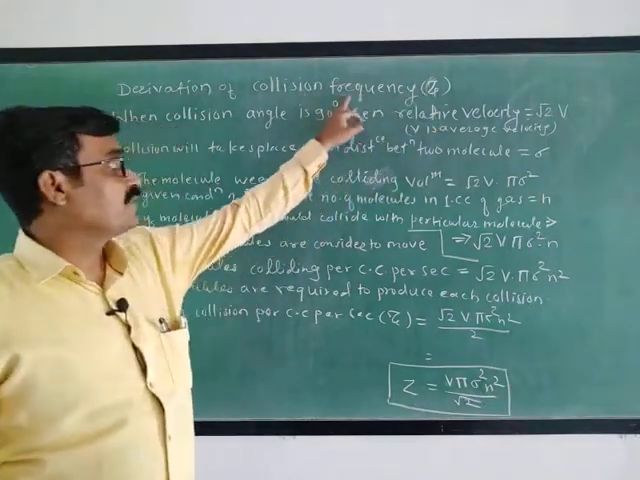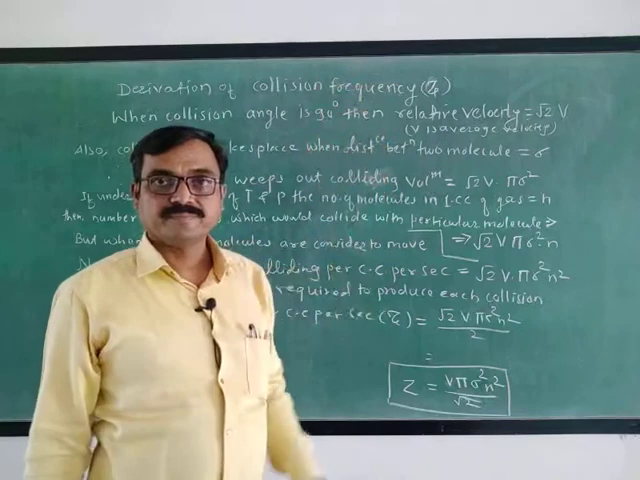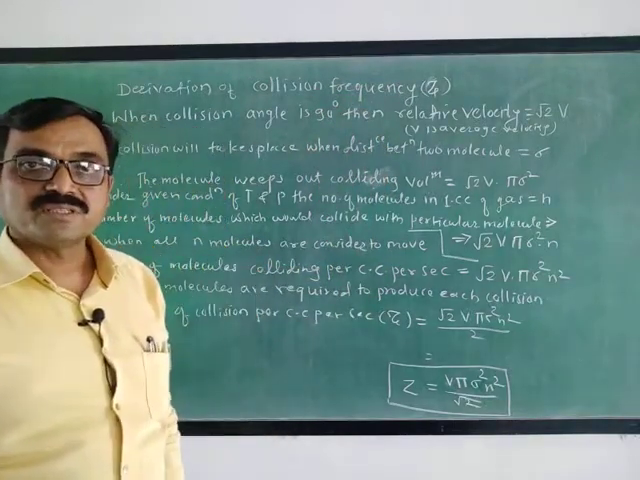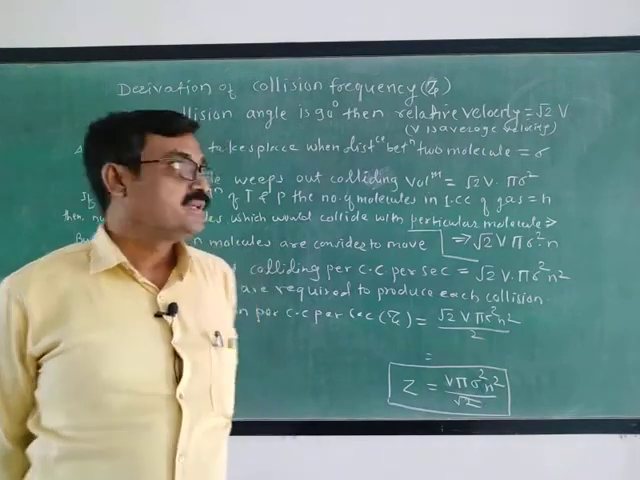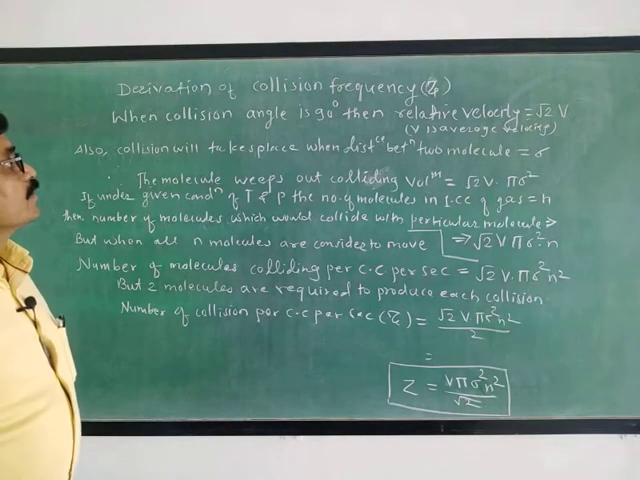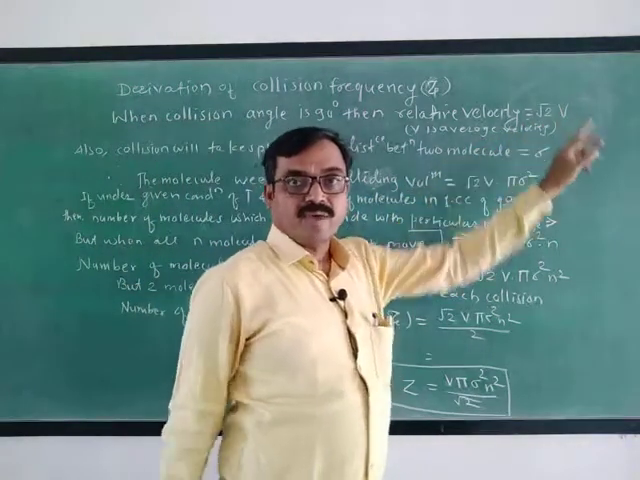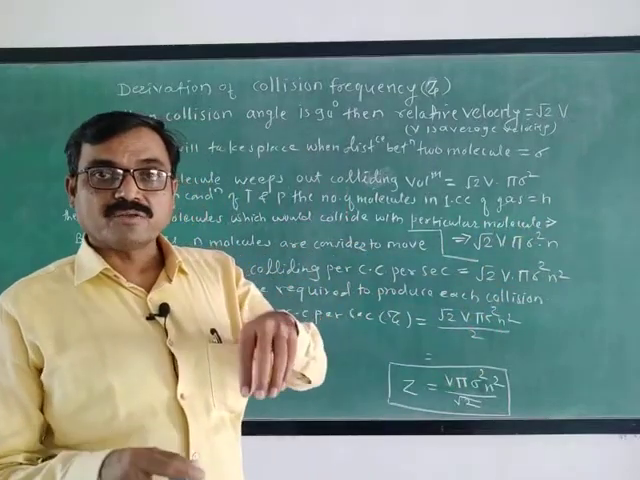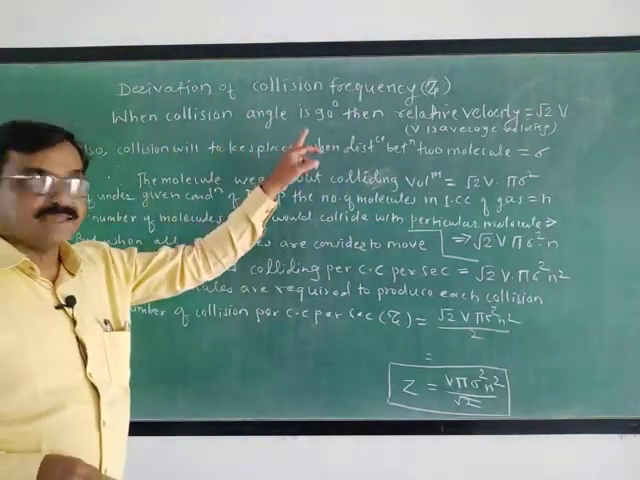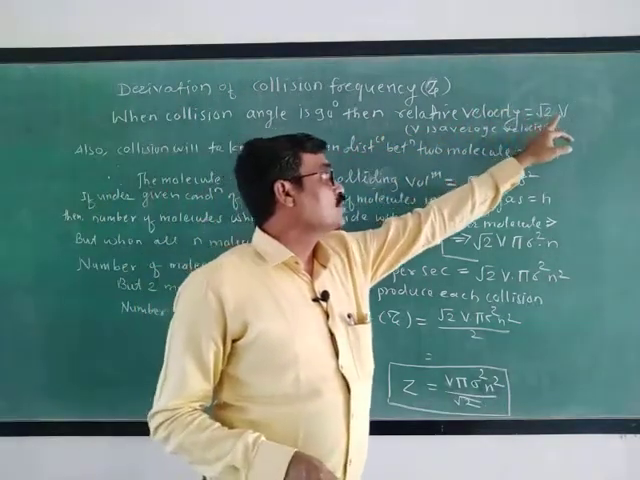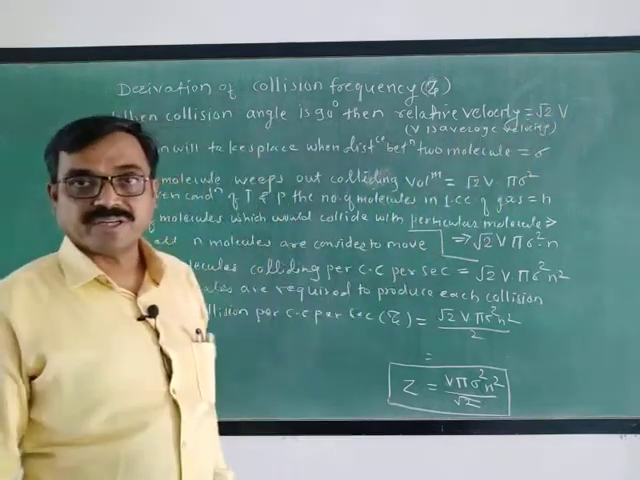You know collision frequency is also known as collision number and it is denoted by Z. In order to derive this equation, first of all we must know that the relative velocity is √2 times v when the collision angle between the molecules is 90 degrees. Where this v is average velocity. This we have seen already.